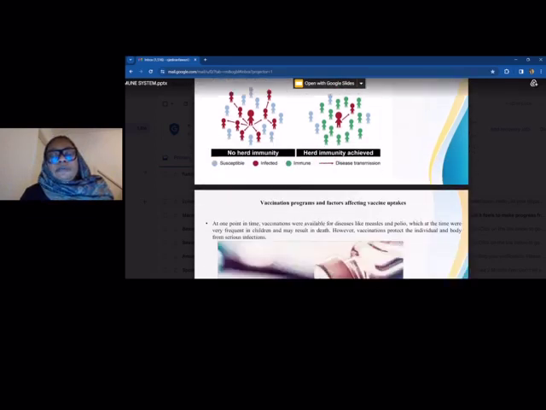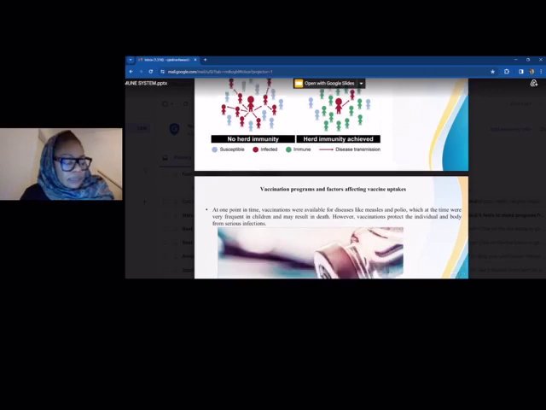Vaccination program affecting vaccine uptake. That is the one I've just talked about, how the NHS has really helped in getting the vaccine around to everyone.